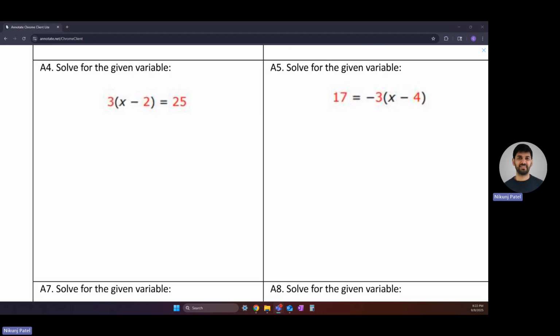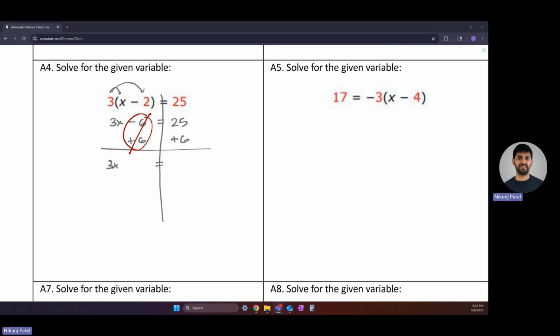So earlier I talked about how we need to simplify our equation first if it's possible to simplify it. And if we have parentheses, we can distribute. So 3x minus 6 equals 25, right? We've simplified it down so that we don't have any parentheses anymore. Now I can add 6 to both sides. Let me draw my line. We've got inverses right there. They cancel.